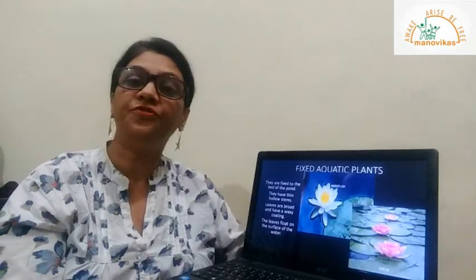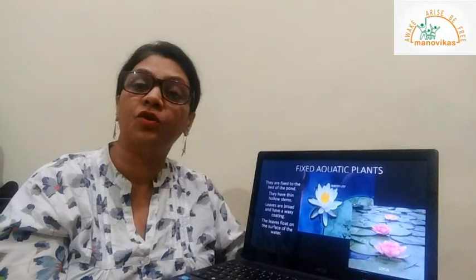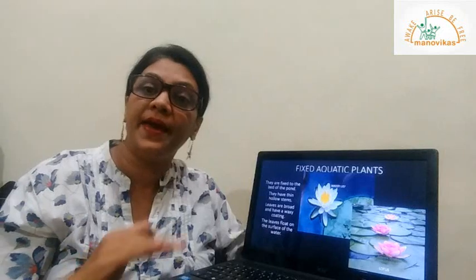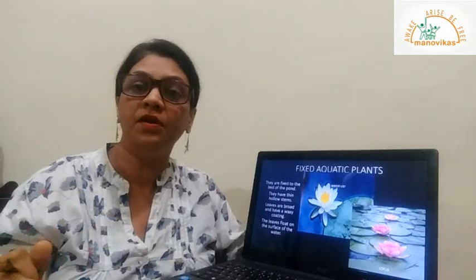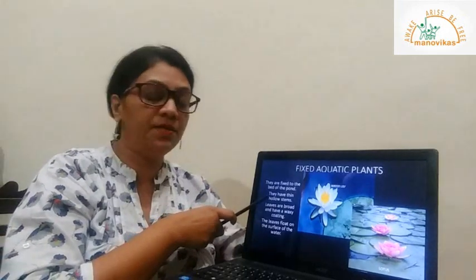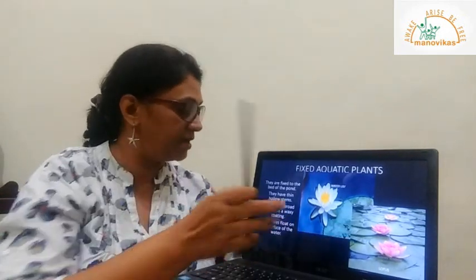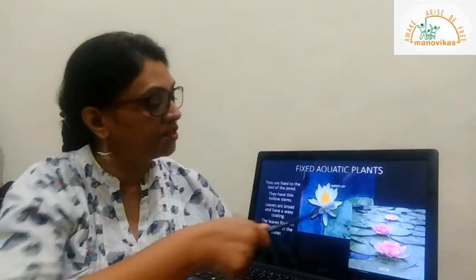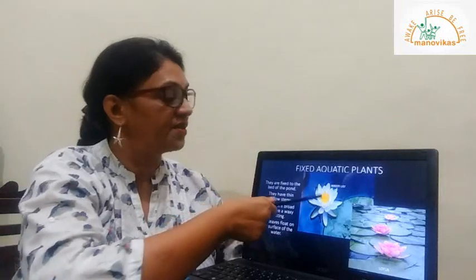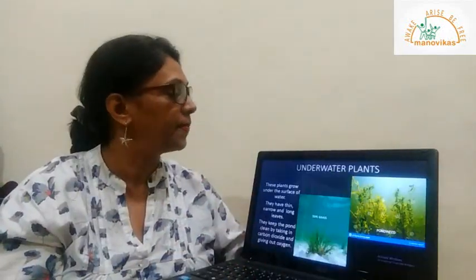Next, we come to fixed aquatic plants. These plants have their roots fixed in the bed of the pond or the lakes. They have hollow stems and their leaves have a waxy coating. The leaves float on the surface of the water. Examples are the water lily and lotus.